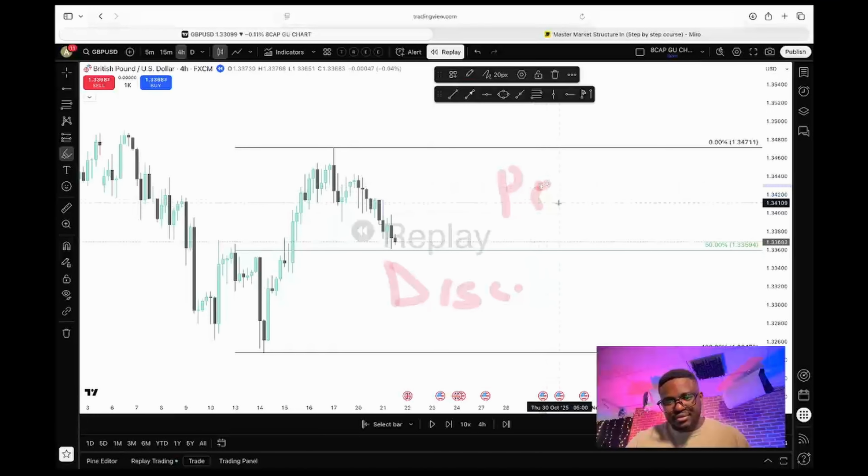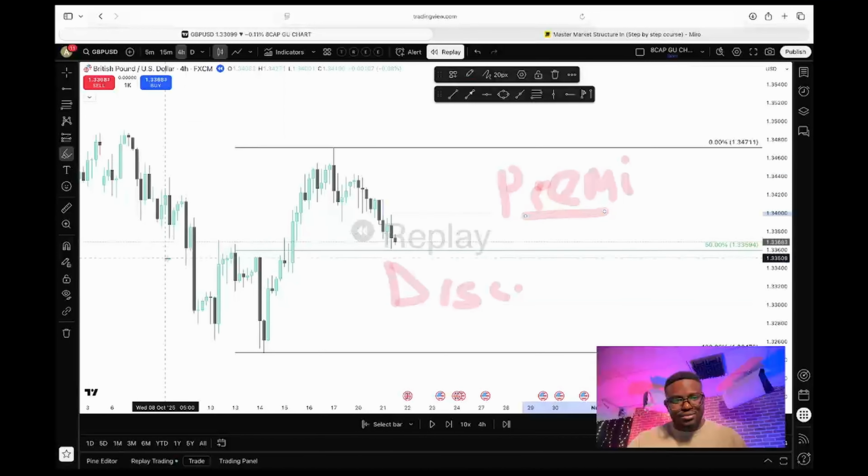You don't need to complicate it. It's not really that difficult. All you need to do is use the Fibonacci tool on the top left corner, and you mark it from this low to this high. Then you can see all of this right here is in the premium zone, and all of this right here is in the discount zone. Now, how you use this is this.